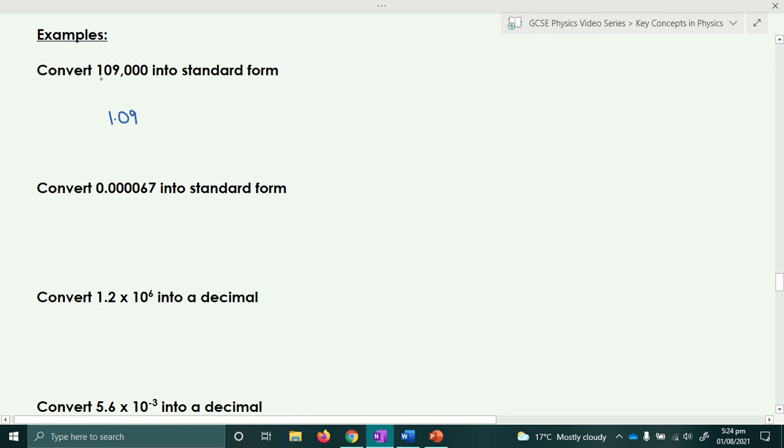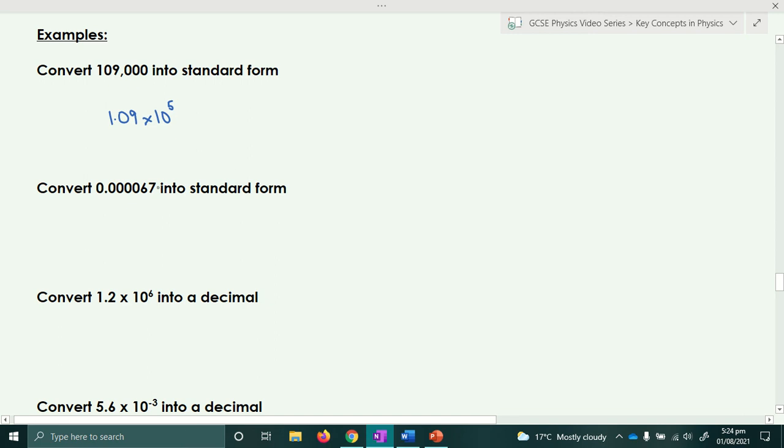And so now what we need to do is count how many places to the left the 1 has moved here. So 1, 2, 3, 4, 5. So what we're going to do is write 10 to the power of 5. This is our mantissa 1.09, and between the two, we've moved this 1, 2, 3, 4, 5 places, which is why the exponent is plus 5. So with things in the thousands, millions, billions, we're going to expect to see positive exponents.